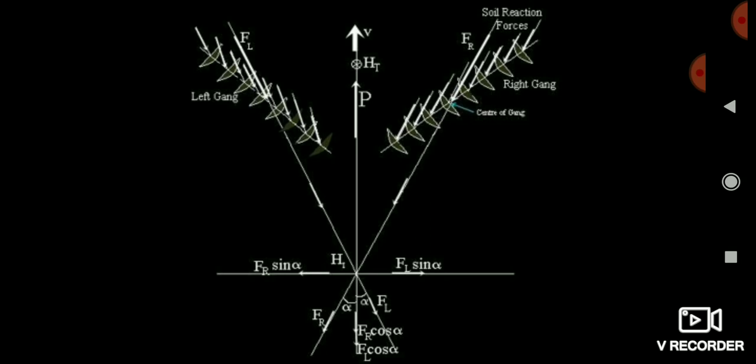Only the vertical forces, meaning Fr cos alpha plus Fl cos alpha, we have to consider these both forces only, and the summation of these both forces is equal to our pull force, meaning how much pull force we require is equal to the summation of both Fr cos alpha and Fl cos alpha, sorry.